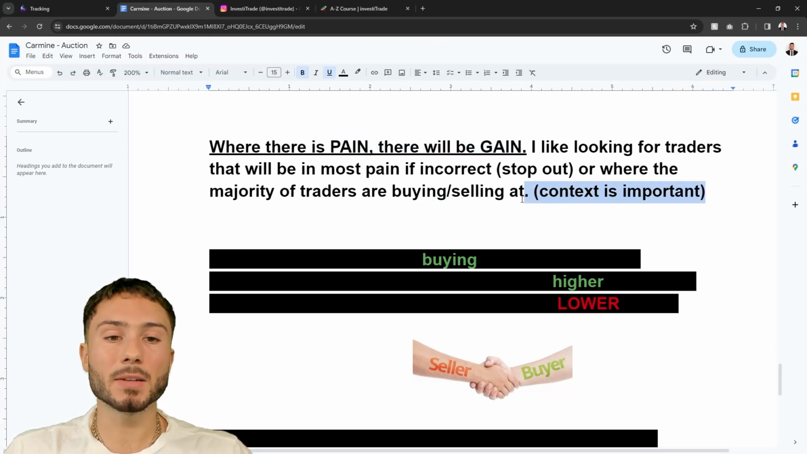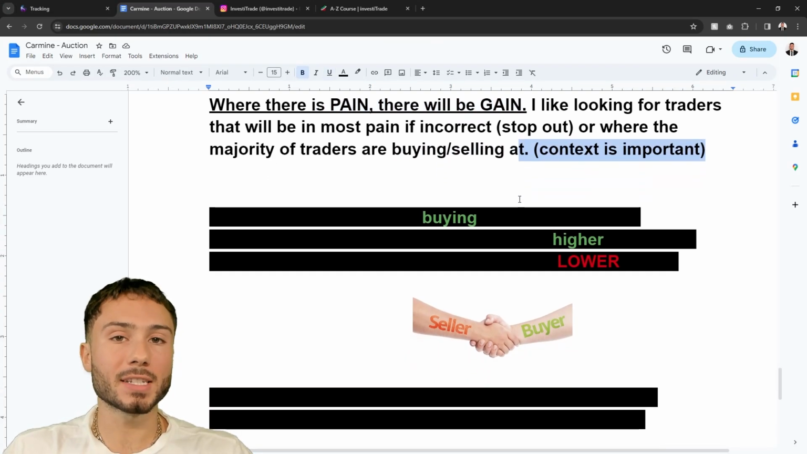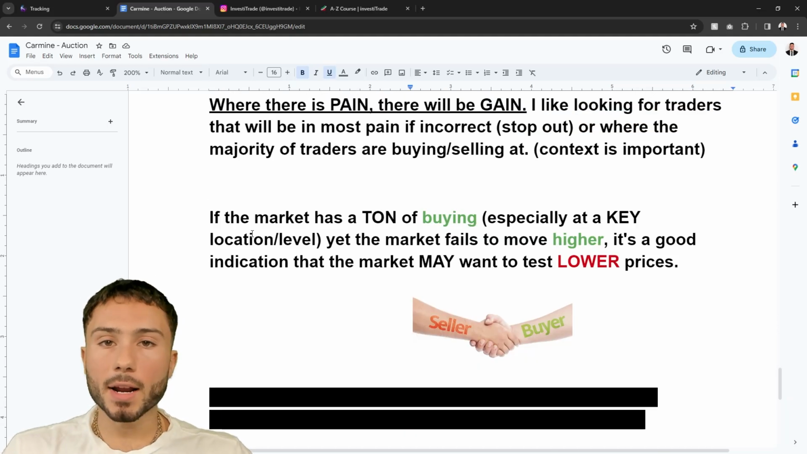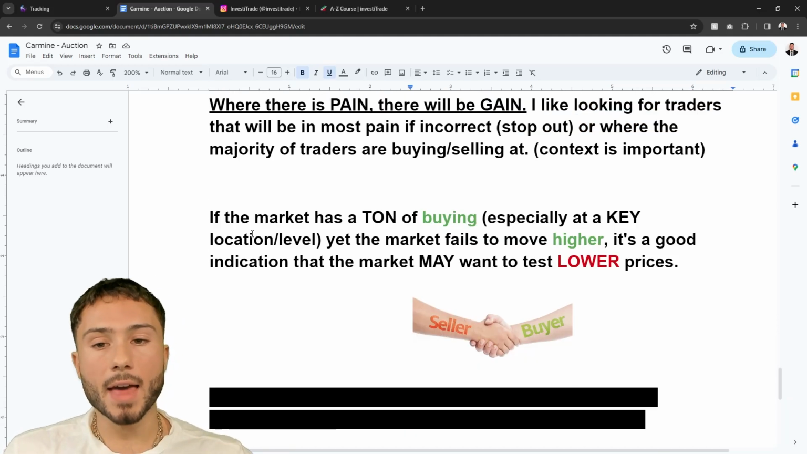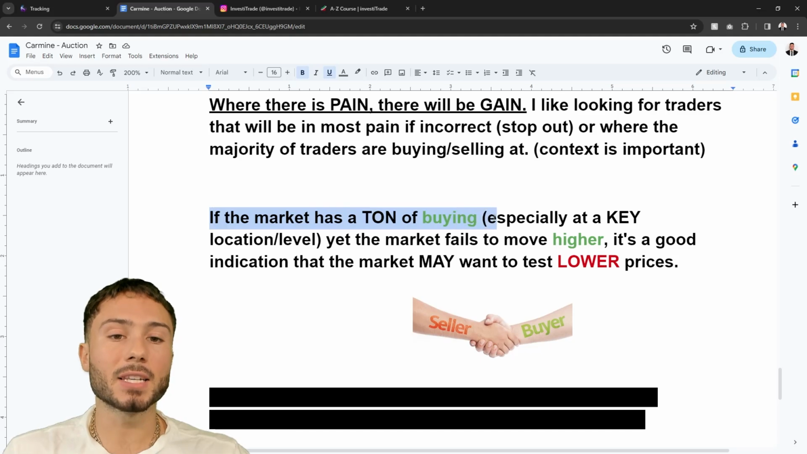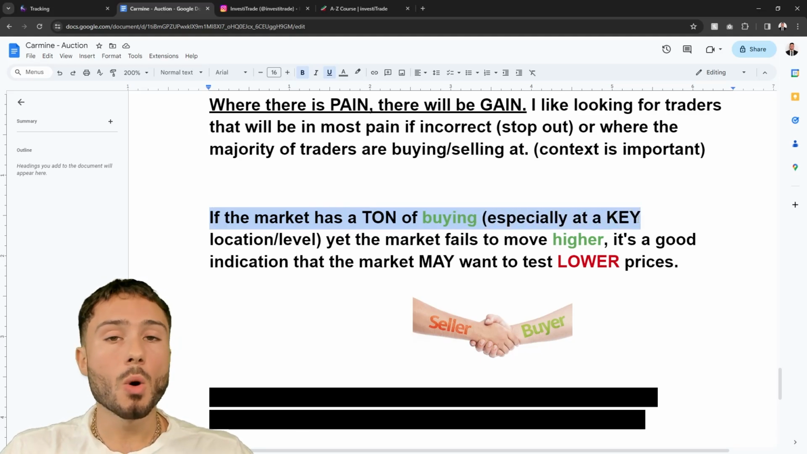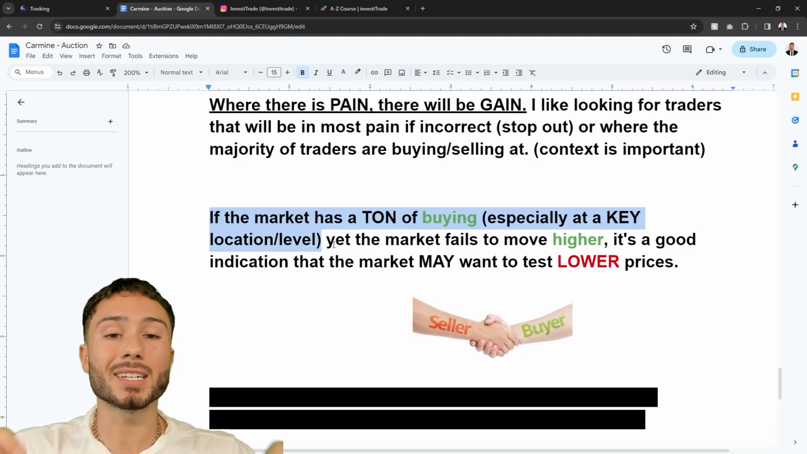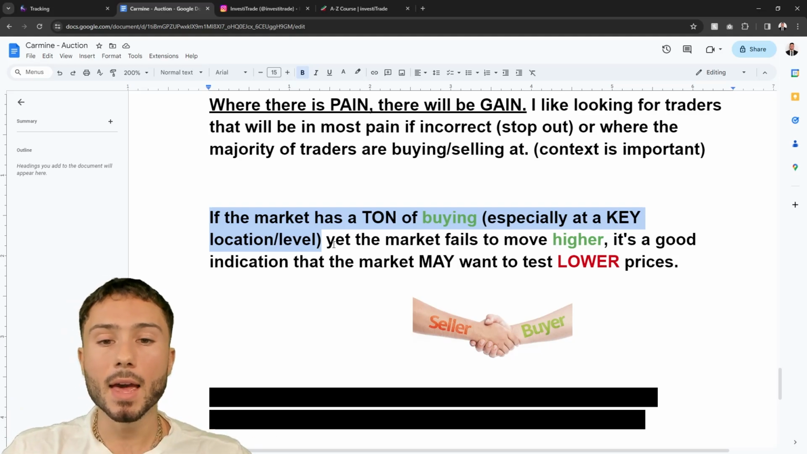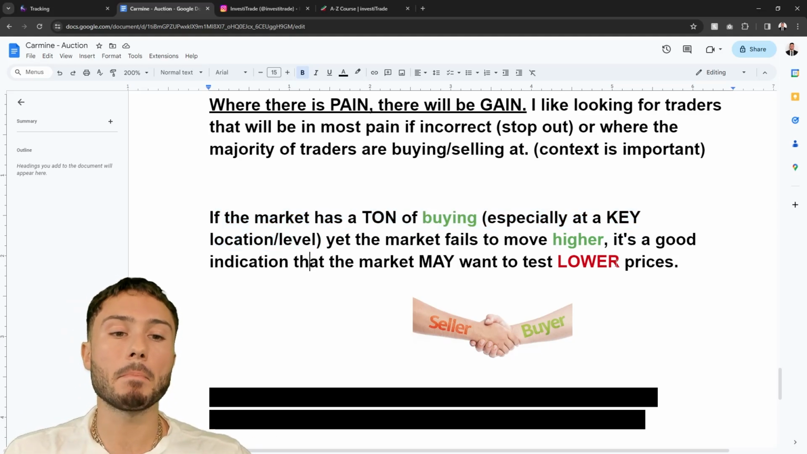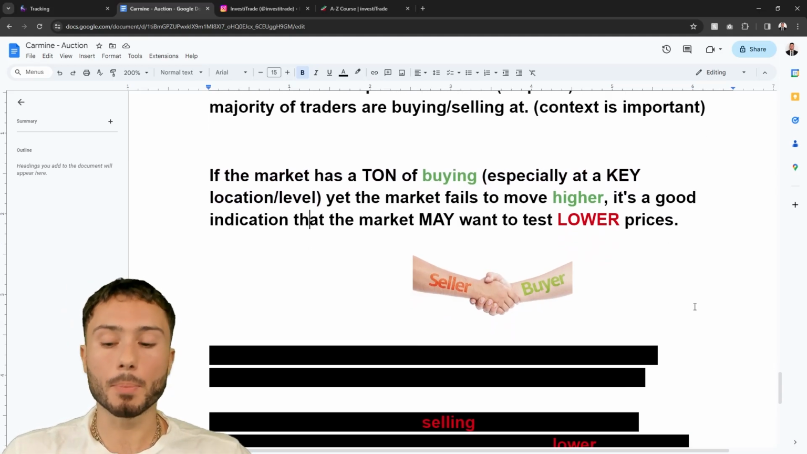And context is important, and location of the setup is just as important. So the market is an auction. You guys have all heard me say that. And you have to understand that if there is a ton of buying, especially at a key level of resistance or a supply zone or a very important location, yet the market fails to move higher despite all that buying, it's a good indication that the market may want to test lower prices.